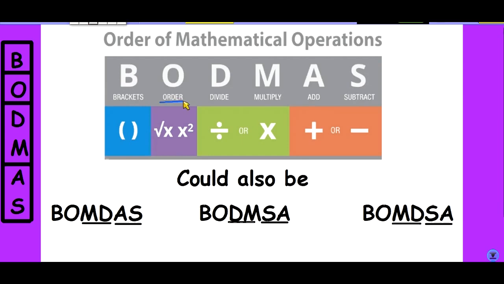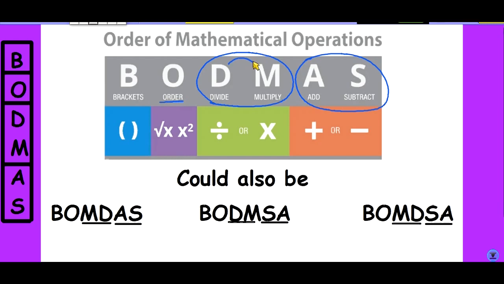The next thing is orders. Those are square numbers, square roots, all that sort of stuff. We then have division and multiplication. Those happen together in whatever order you find them in. So dividing and multiplying, they're a package deal if you like. And then we have, lastly, addition and subtraction. And again, you do them in the order that you find them in. They are another package deal.